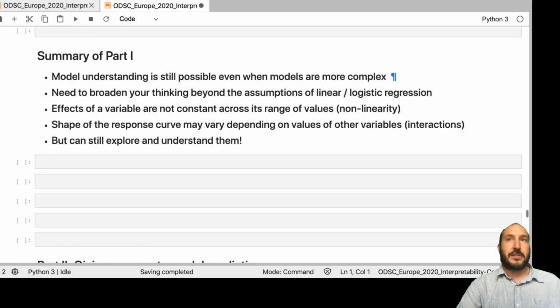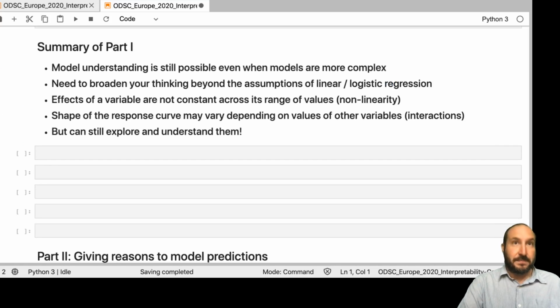Okay, so that's going to be the end of part one. And the summary is model understanding is still possible, even when your models are more complex. It's important to broaden your thinking beyond the assumptions of linear and logistic regression. The effects of a variable are not constant across its range of values, so we saw a lot of non-linearity. And we also saw that the shape of the response curve might vary depending on the values of other variables. There might be interactions. But we can still explore and understand these.